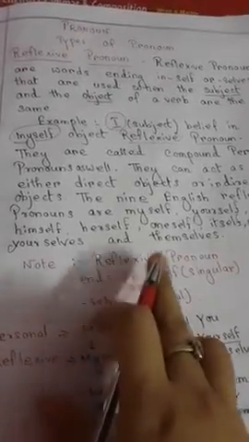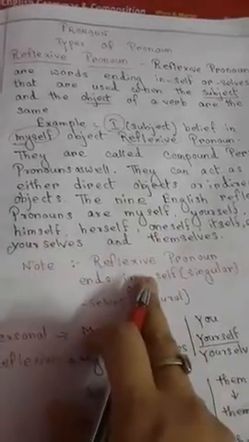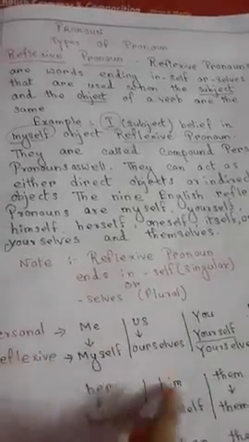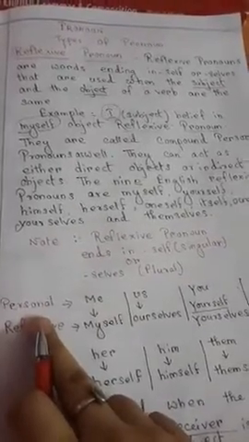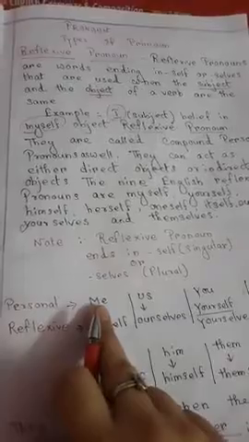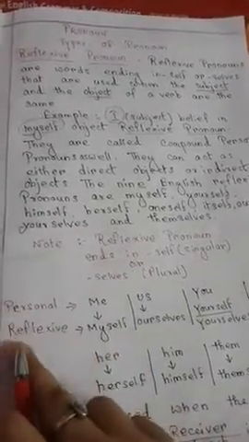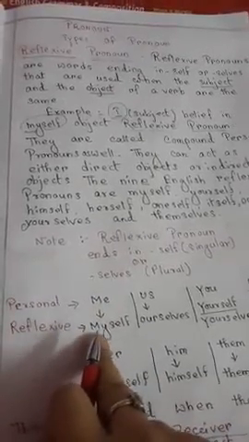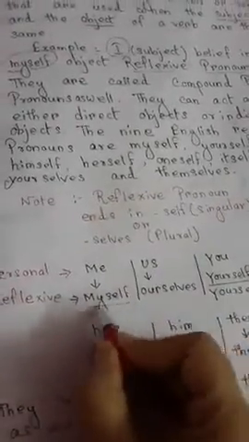And when do we use a reflexive pronoun? When the subject and the object of a sentence are the same. Okay? Let me explain through some examples. In the case of personal pronouns, me or I, when we are using reflexive pronouns, we will say myself. Me or I will convert into myself.